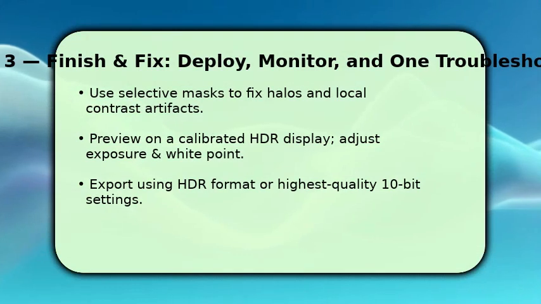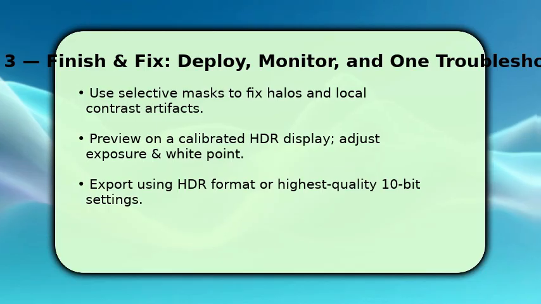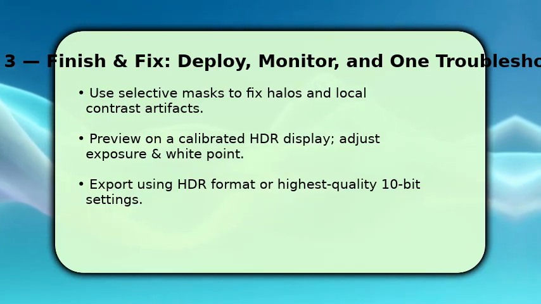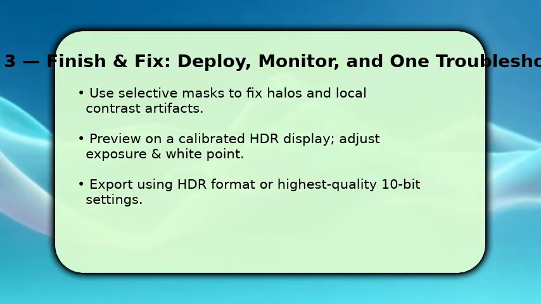You finish by refining local artifacts. Create masks to paint out halos or overblown edges where blend created seams. Once done, apply subtle global sharpening and set a modest contrast lift. This gives perceived HDR pop without clipping.